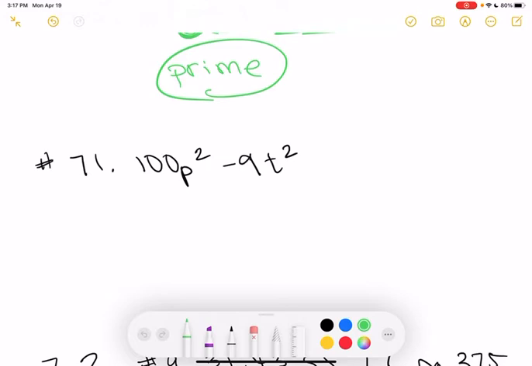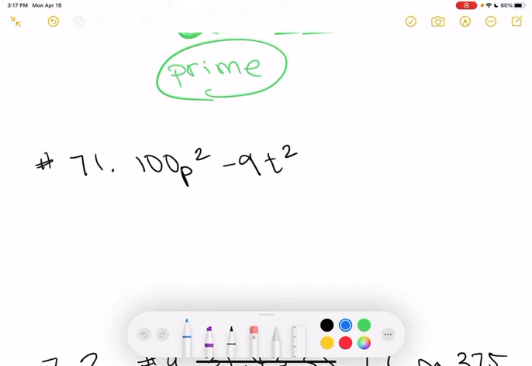And last one for 7.1, number 71. No greatest common factor I can pull out. There's not the 4 terms. There are the 2 terms for that difference of squares, right? And 100, we could find something squared to get to that, right? And same thing with 9. So let's try it.